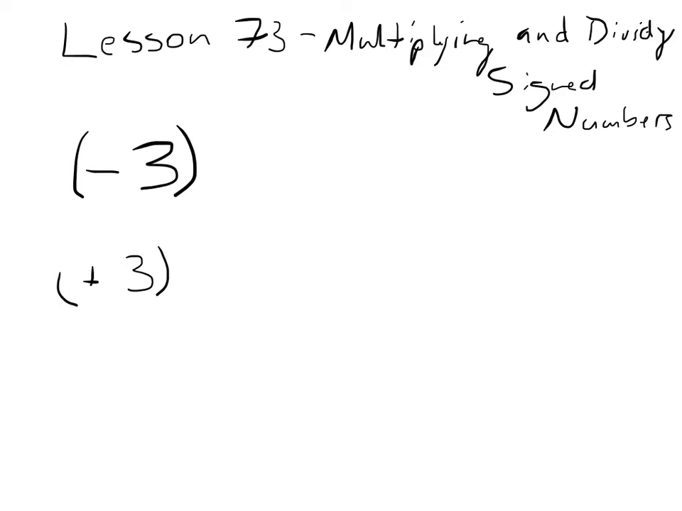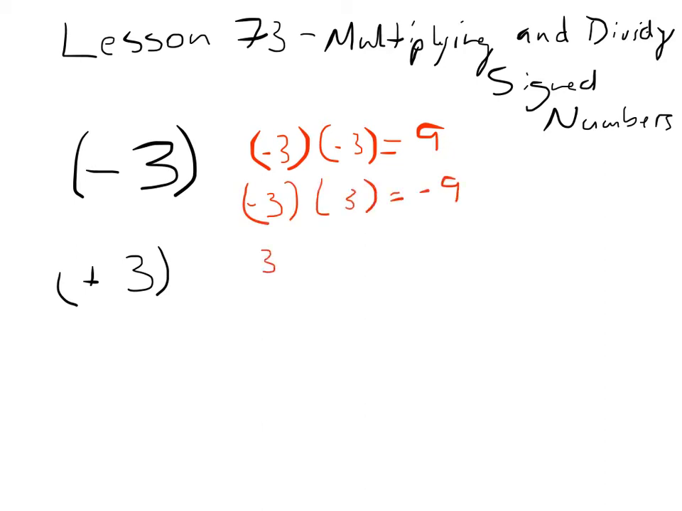We also have to remember what happens when we put two negatives and two positives together. So let's do that here. If I multiply a -3 times a -3, that will be a +9. A -3 times a +3 will be a -9. And a +3 times a +3 will be a +9.